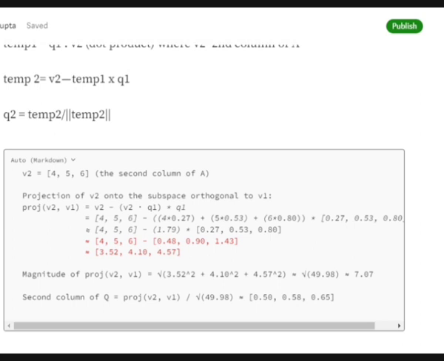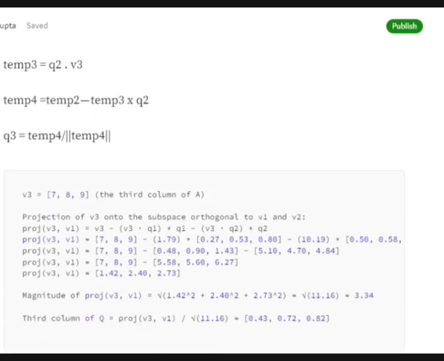So V2 is nothing but the second column of the actual matrix. And then eventually we are multiplying it with the first column of the Q matrix that we have calculated in the first step. Once we are able to get the projection of V2 onto V1, which is 3.52, 4.1, 4.57, the last step is to normalize this and then get our orthonormal vector for column 2. So this becomes 0.5, 0.58, 0.65.